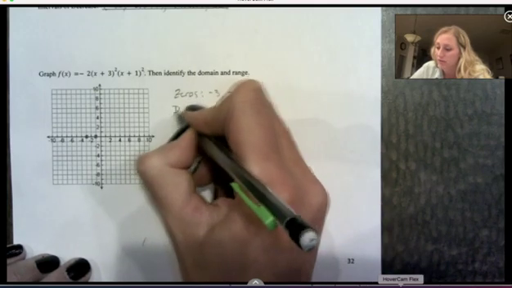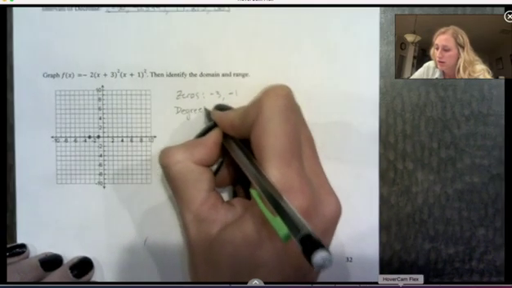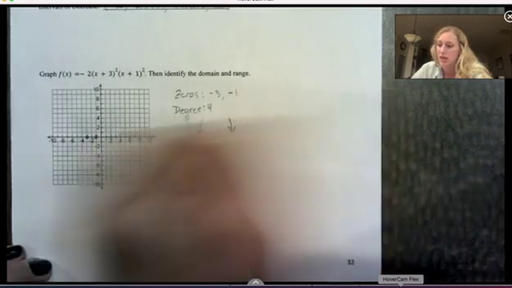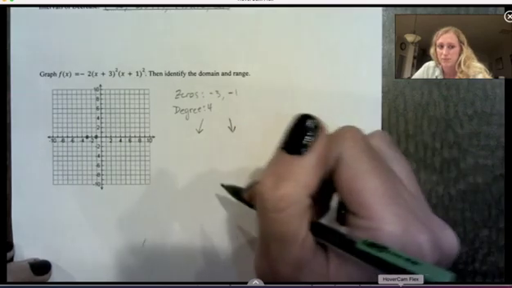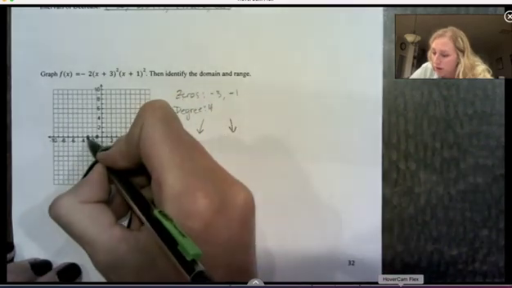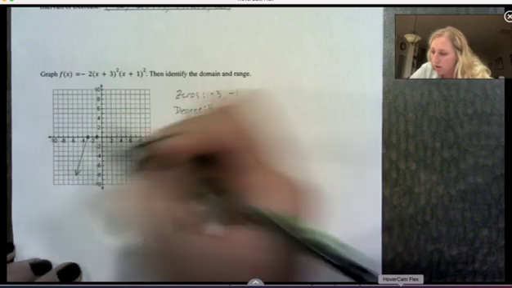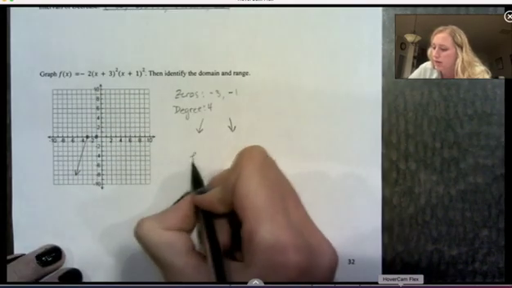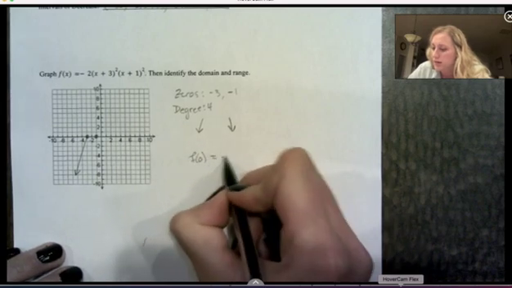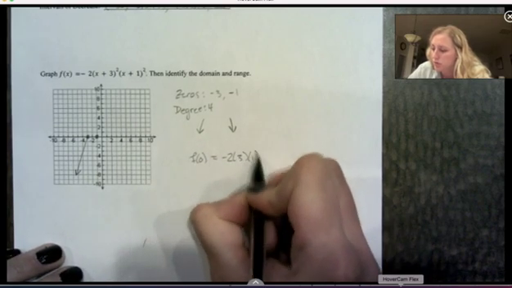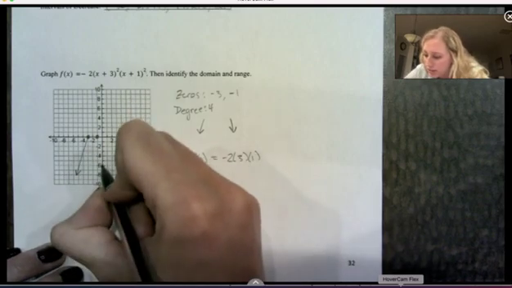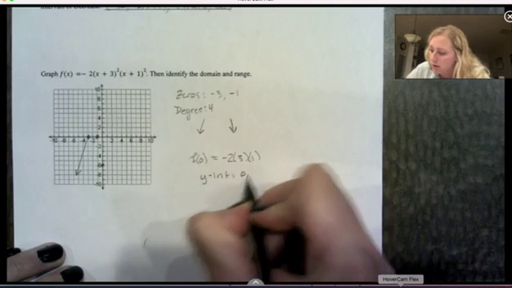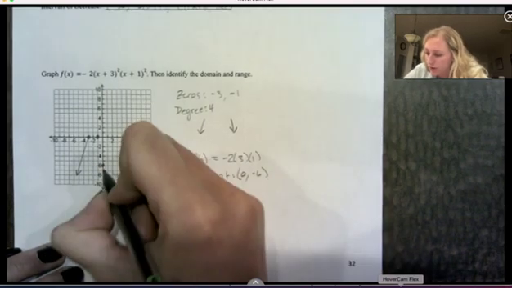So this has a degree of 4, which means the ends are going the same direction, right? It's even, but the negative means it's going down. Okay, so my ends are going to do this. We could plug in 0 here to get the y-intercept. Actually, I'm going to do that real quick. F of 0, negative 2 times 3 times 1. So negative 6 looks like our y-intercept. All right, so it's going to come down here.